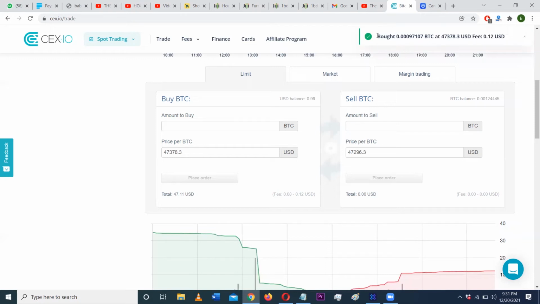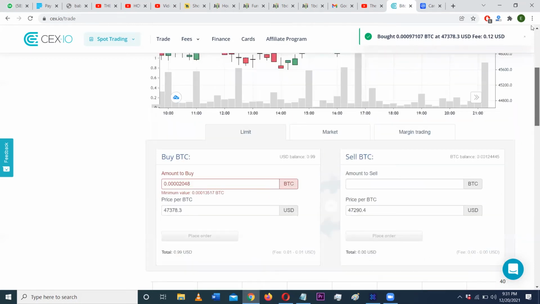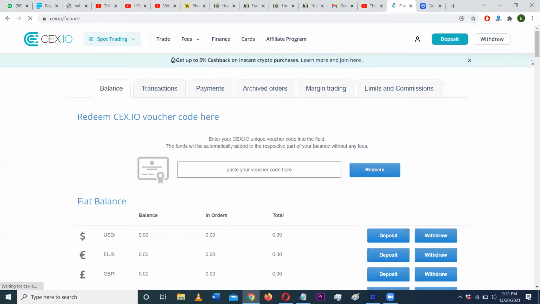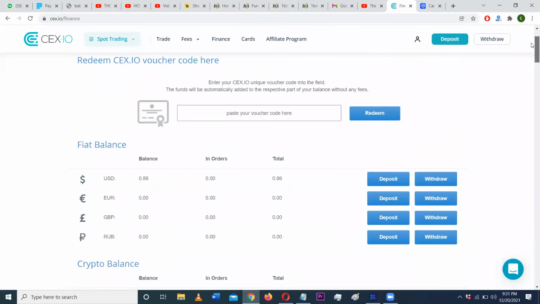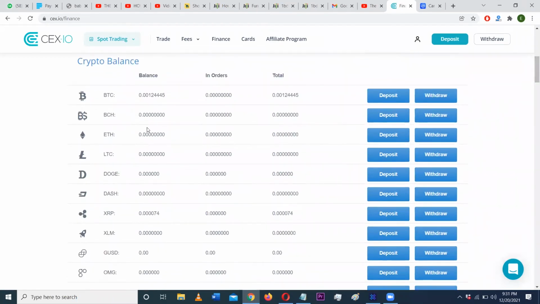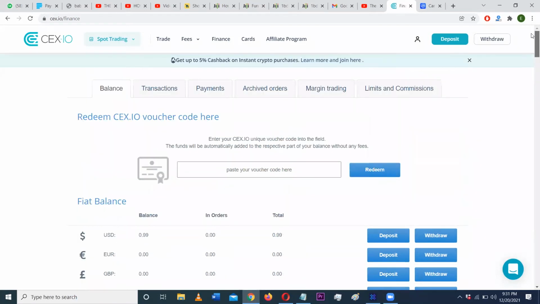Once again, I've received the notification. So I've sold all my Bitcoin again. Sorry, I've bought Bitcoin again. So I now have Bitcoin in my account. Let me go back to finance. I no longer have any USD. Okay, I have like $1. And then I have Bitcoin. My Bitcoin is back. It's now 0.0012444, just as before. So that's how you buy and sell Bitcoin.